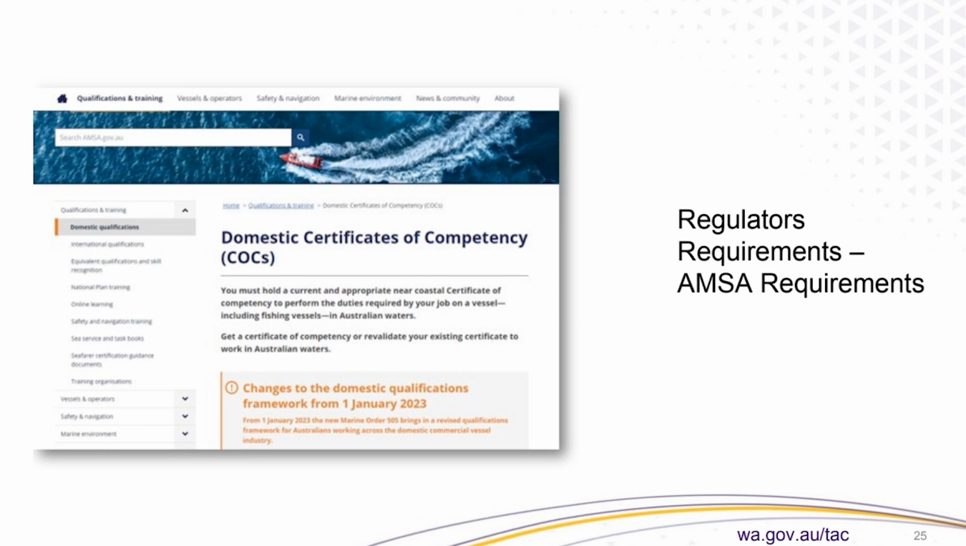Here's another example of a regulator. This is AMSA, that's the Australian Maritime Safety Authority. They have some very specific requirements that sit around certificates of competency. So for people who are going to be captains of a ship or captain of a vessel of a range of sizes, there are very specific requirements about what you have to do and what you have to keep.